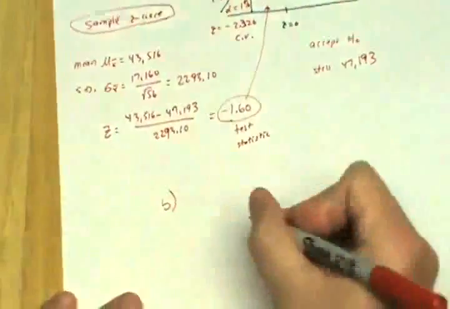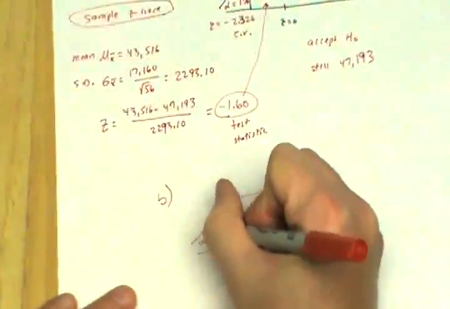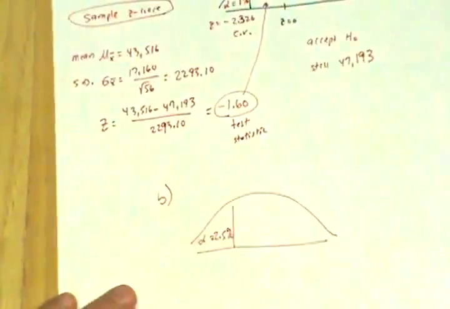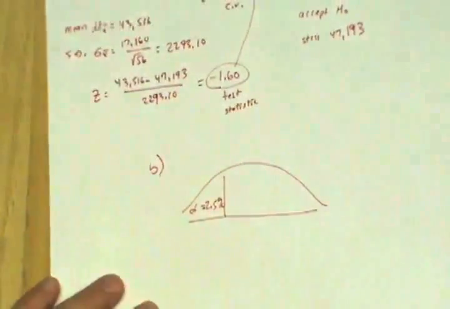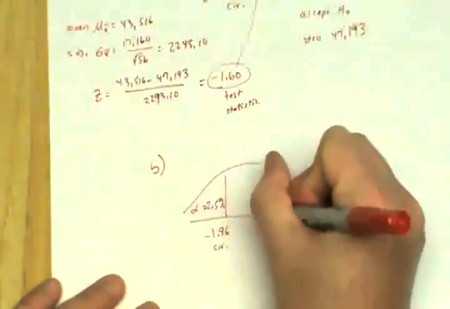All right, so part B, the only thing that changes is now the significance level. So if we have a 2.5% significance level, we go in our t-chart down 2.5 and we get back a negative 1.96 critical value.